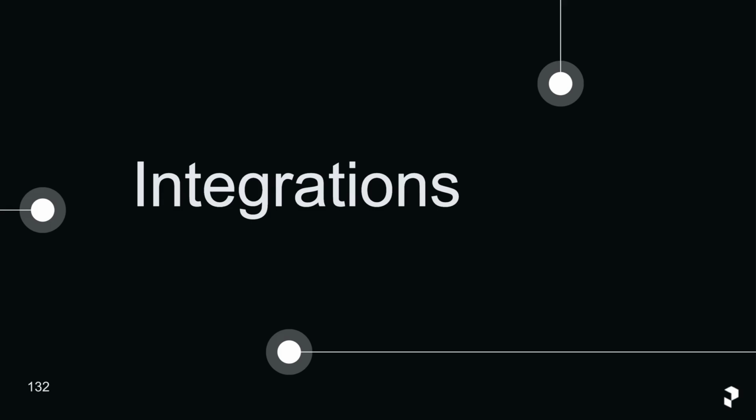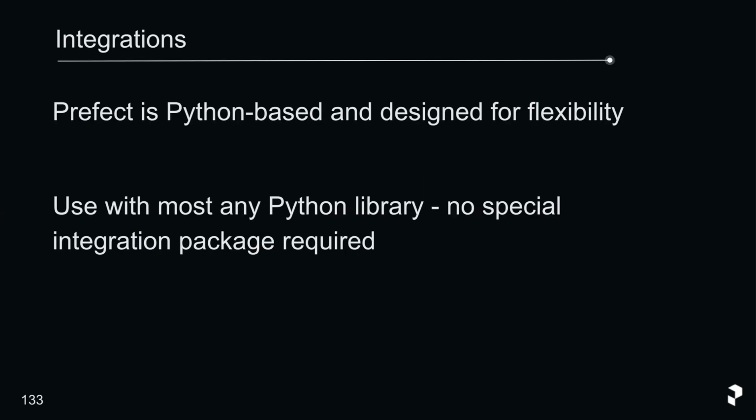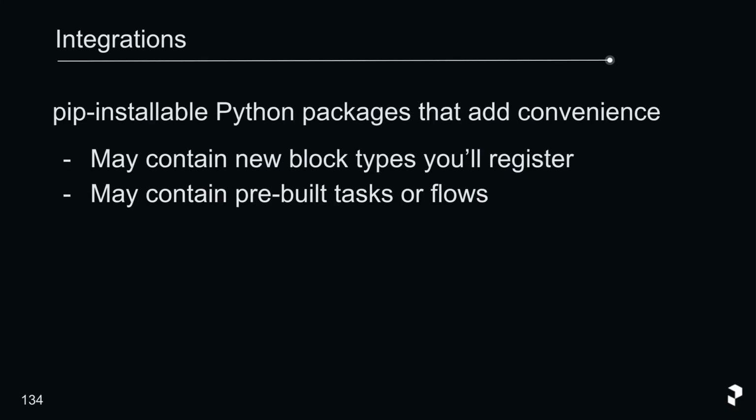Now let's talk about Prefect integration libraries. One thing to keep in mind is that you can use Prefect with most any Python library. You don't necessarily need to have an integration package installed, but it sure does make things easy if there is one available to you. So Prefect integrations are pip installable Python packages that add a bunch of convenience. If you install one of these libraries, you may uncover new block types that you can register with your Prefect account, and it may also contain pre-built flows and tasks that you can use inside of your scripts as well.